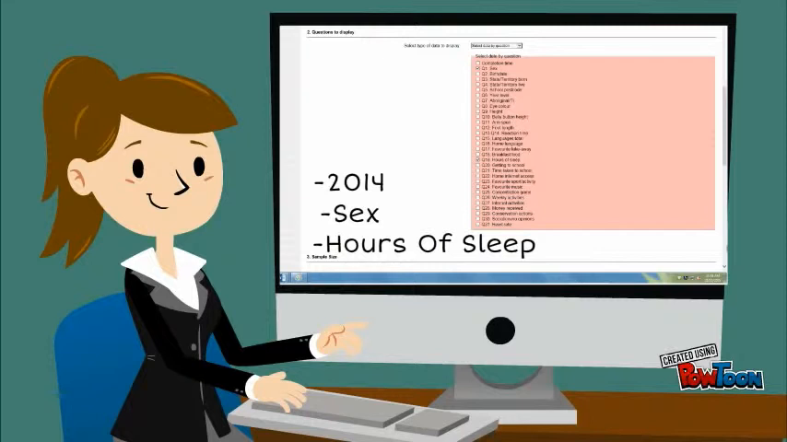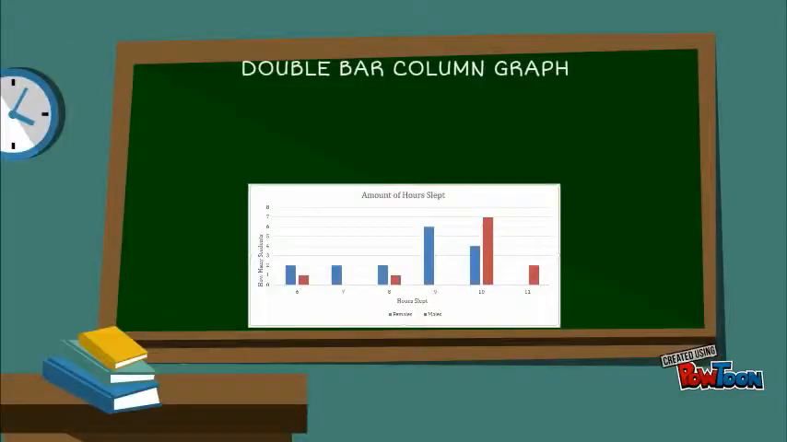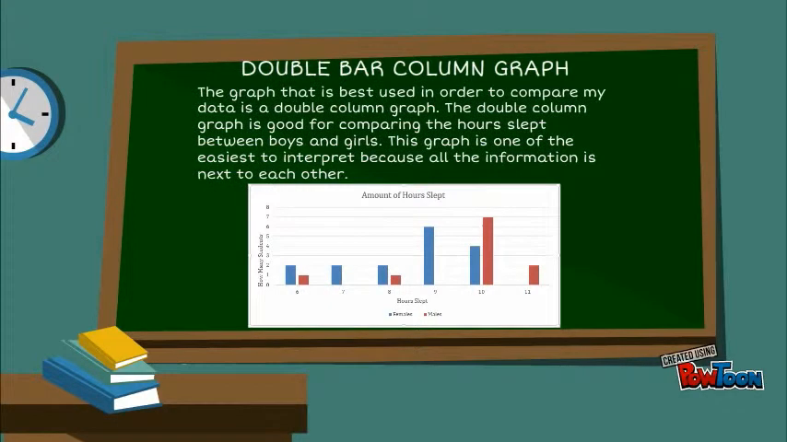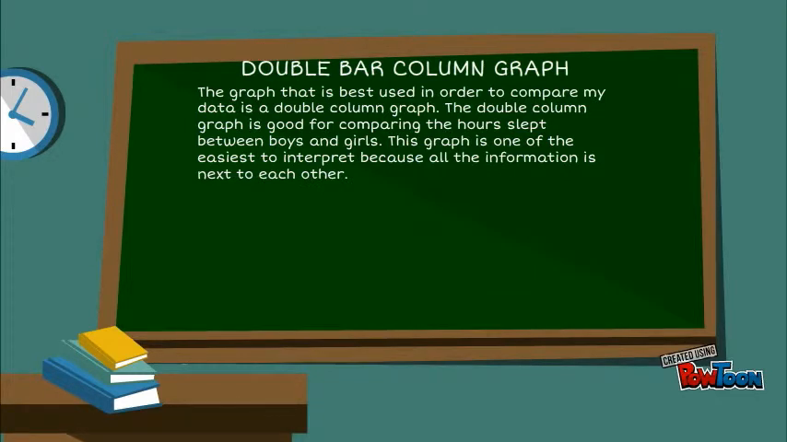This is where I decided that the categories that both suited my question were question 1, sex, and question 19, hours of sleep. After I gathered my data and sorted it on Microsoft Excel, I graphed it. The graph that was best suited was a double column graph. The double column graph is good for comparing the hours of sleep between boys and girls.